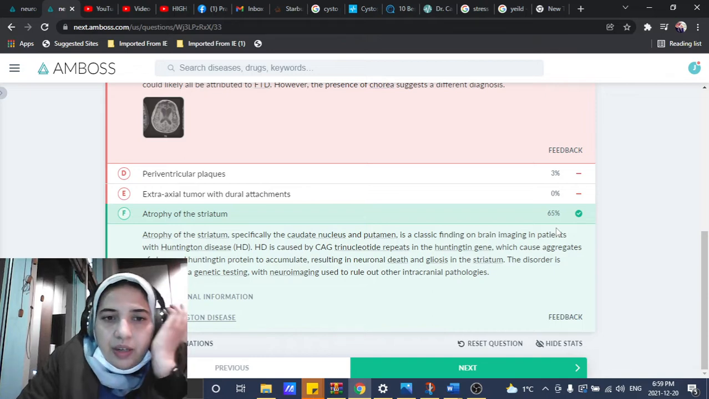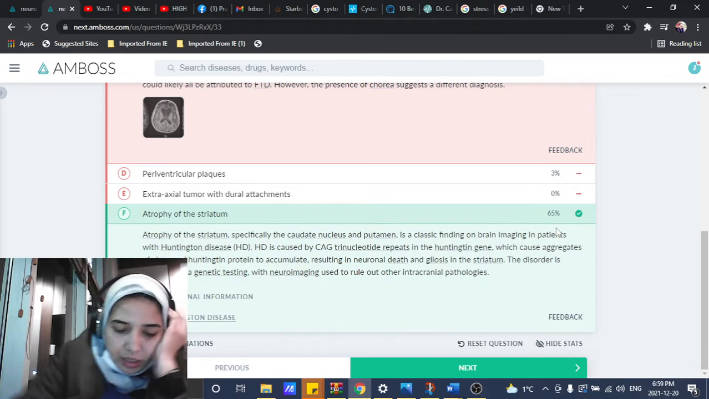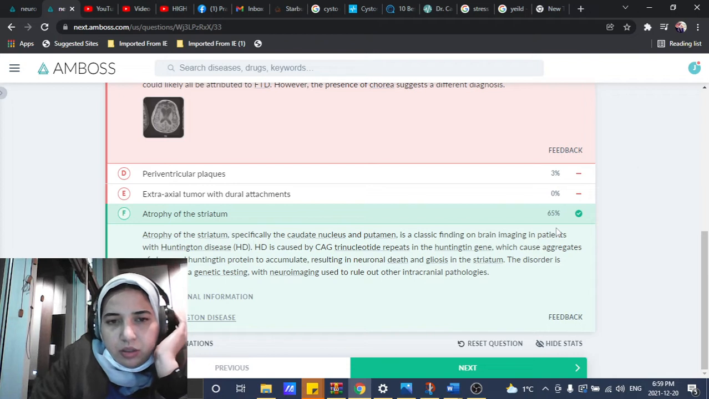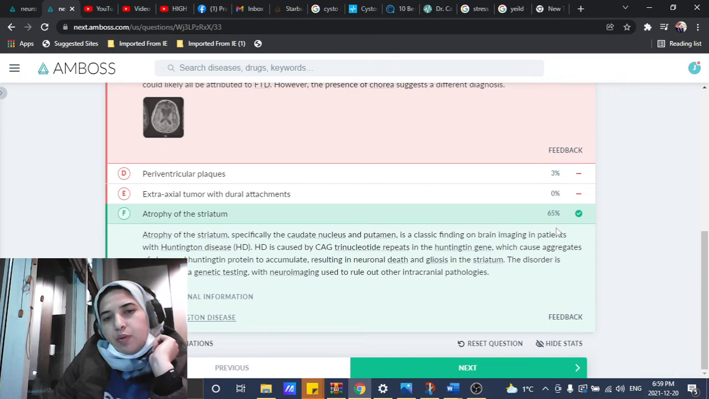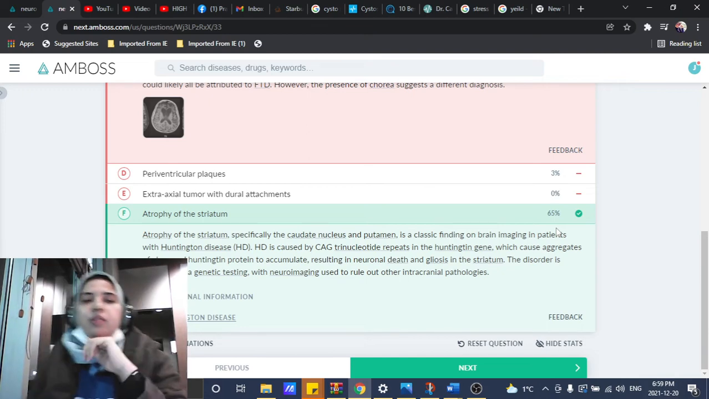The classic finding in patients with Huntington disease is caused by CAG trinucleotide repeat expansion. So this disorder is diagnosed via genetic testing with neuroimaging used to rule out other intracranial pathologies.